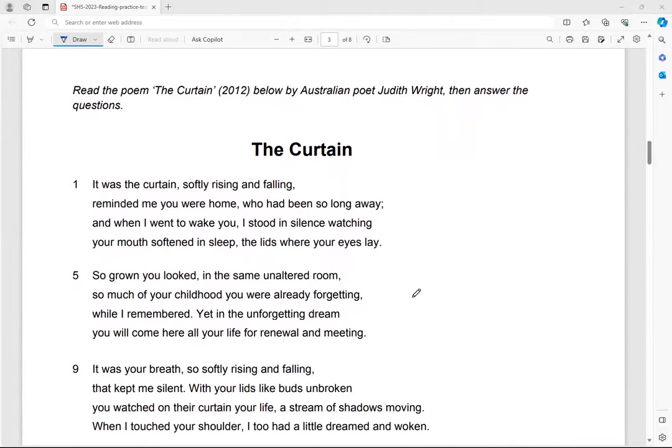The first text is The Curtain, a poem by Judith Wright. In the test, it's really important that you read through the entire text before you go on to answer the questions. For the purposes of this video, however, because this is a question and answer guide, we're going to go straight to the questions to show you how to best answer them. But it's really important in the test that you read through the text first.